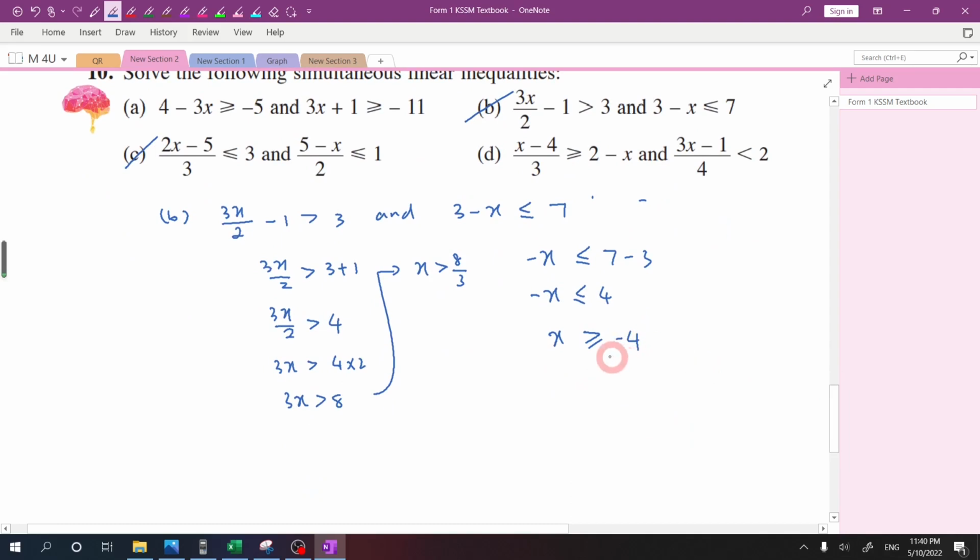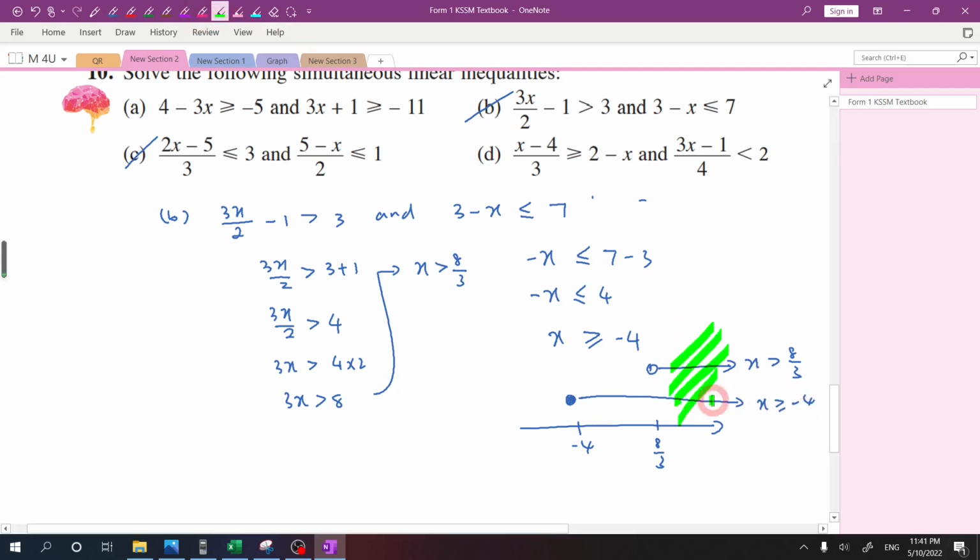Okay, now we need to combine these two. So you can just write the answer, but if you cannot see it this way, you can draw a number line to help you. So this is negative 4 and this is 8 over 3. X is greater than 8 over 3 and x is greater than or equal to negative 4. Now the common region is over here, right? So the final answer will be x is greater than 8 over 3. This will be the final answer.